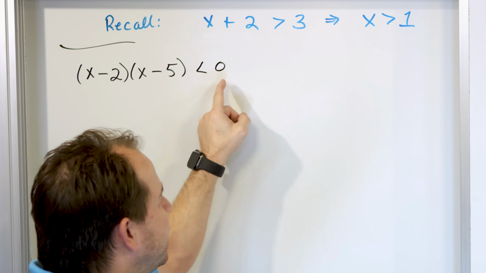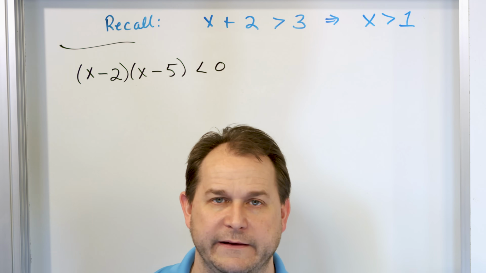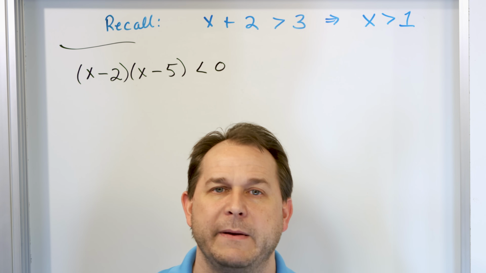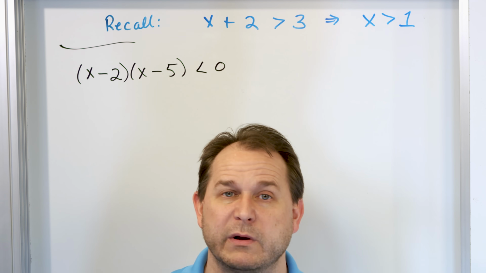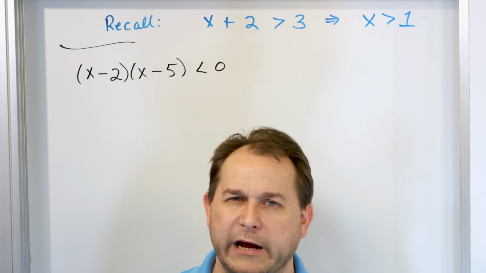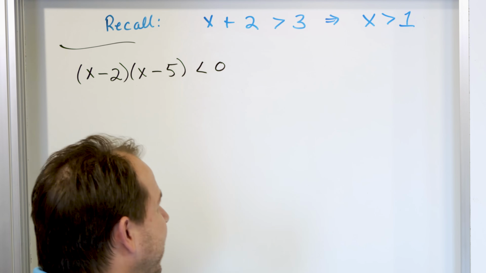But now we don't care about it being equal to 0 at all. Notice there's no equal sign there. All we want to do is make it less than 0. We want to make it less than 0. So we have to think a little bit more carefully about that. The way you handle it is like this.